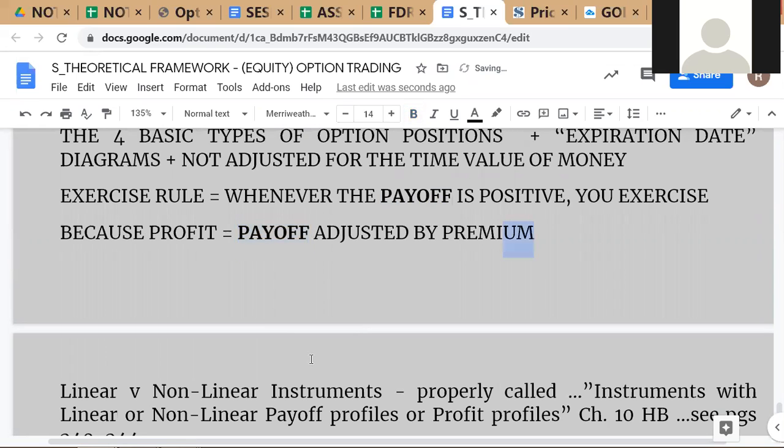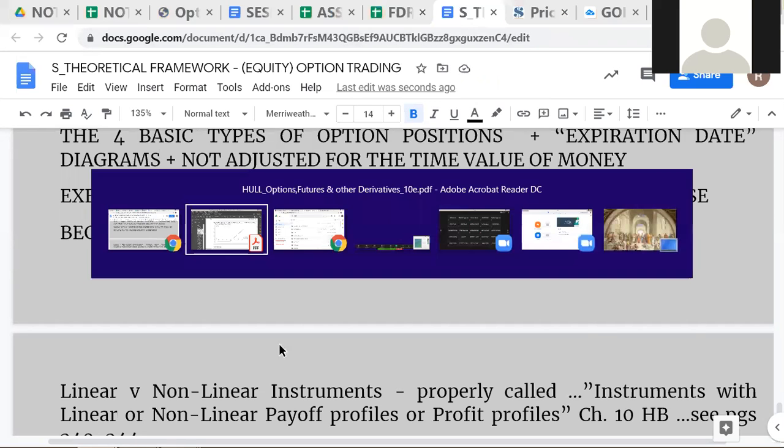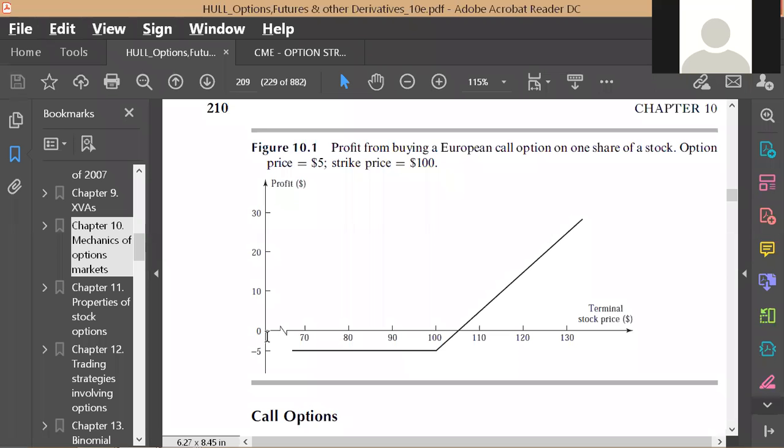Now, if you have a long position, premium will be negative because you have paid the premium. In this case, it's a long call, so premium is plotted below the zero line, because if you bought an option, that means you paid the premium. If you sell an option, you will receive the premium. So for selling options, the premium plot will be above the zero line.